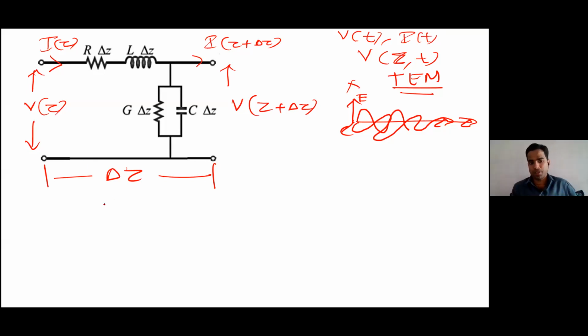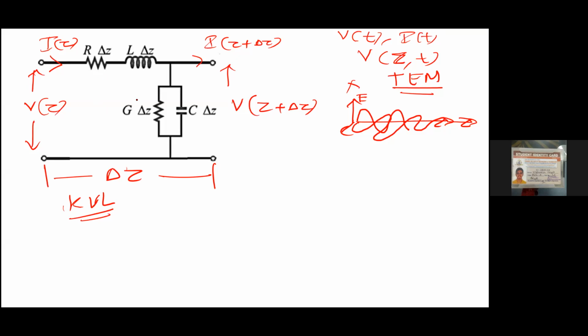Now we can use KCL and KVL. Can anyone help me in applying KCL or KVL to this circuit? We will first apply KVL. Can anyone help me? Should I call out the names? Vignesh, can you help me in applying KVL to this circuit? Sakshi? What should we write?